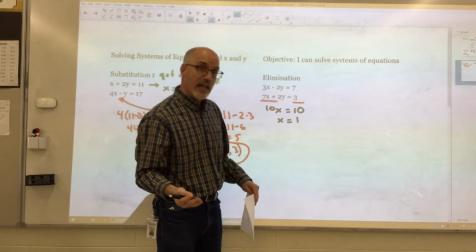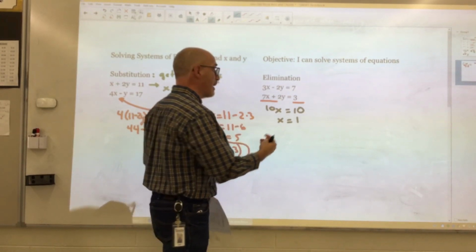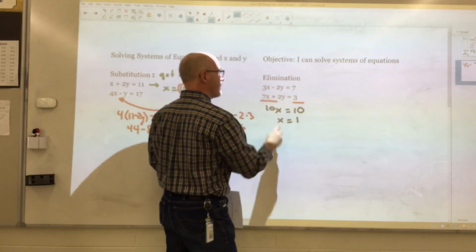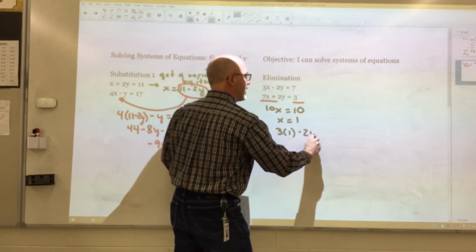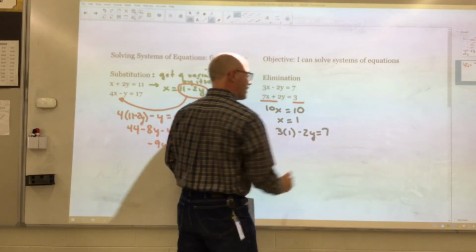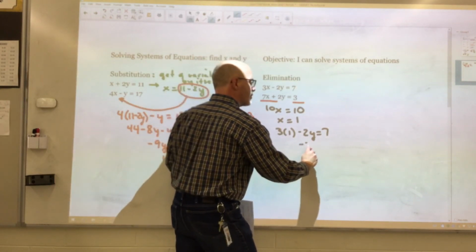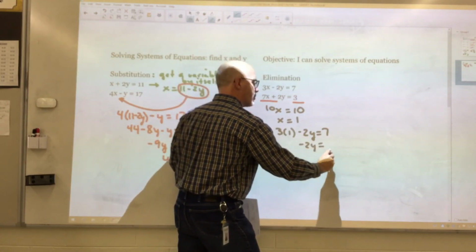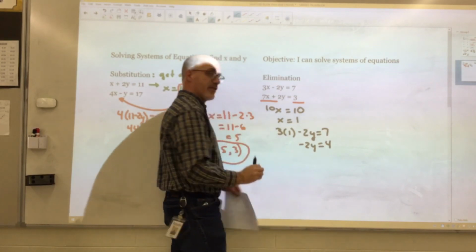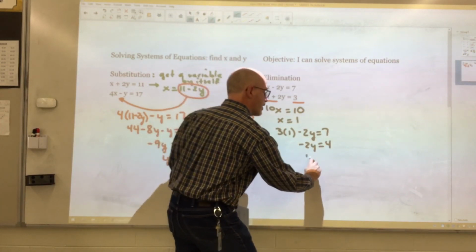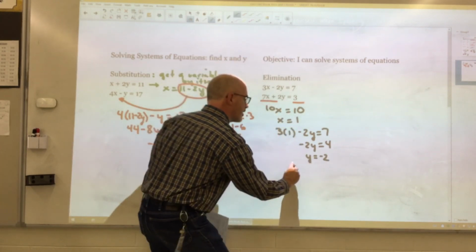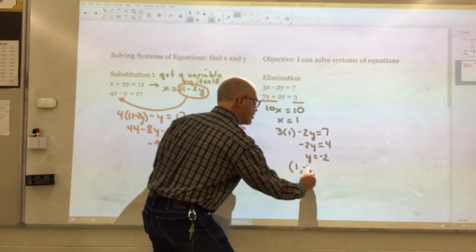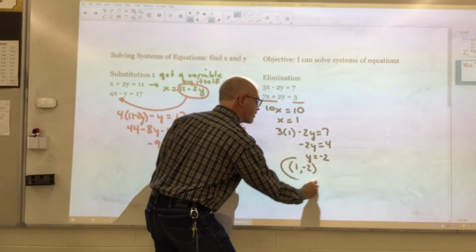Now we use substitution and put that back in. I'm going to put that back into the first one. So 3 times 1 minus 2y equals 7. I'm going to subtract 3 from both sides. Negative 2y equals 4. Divide both sides by negative 2. You get y equal to negative 2. And so my answer here is (1, -2) for my x and y solution.